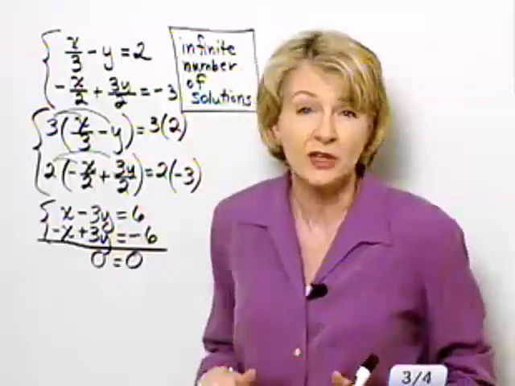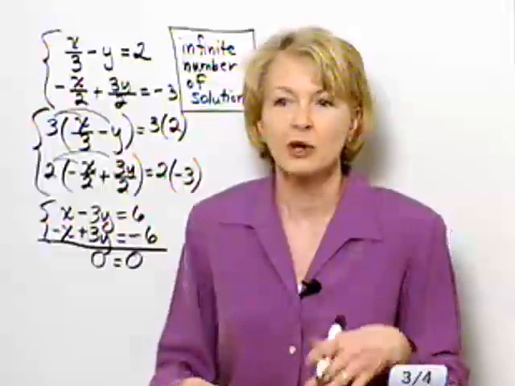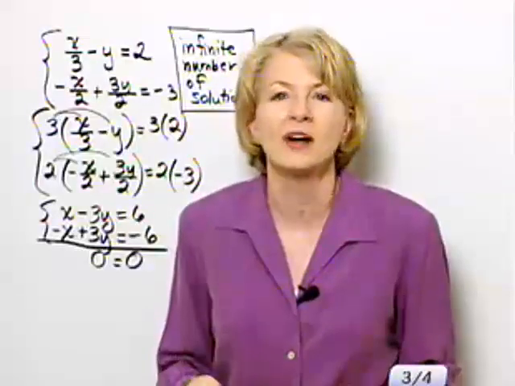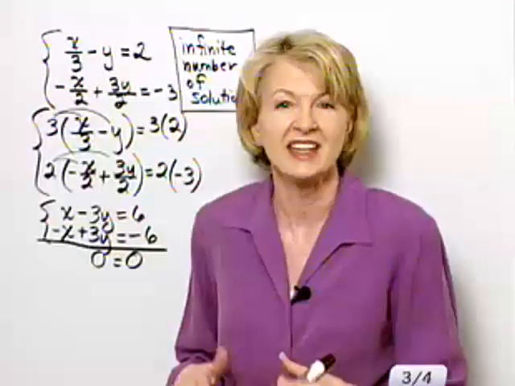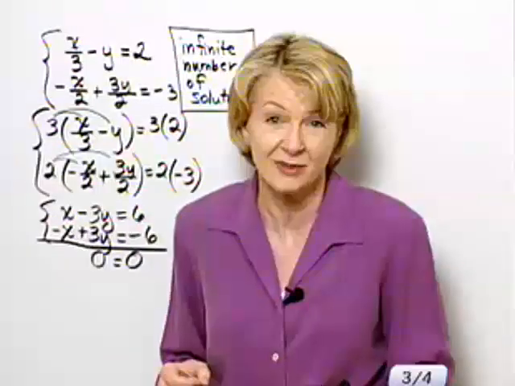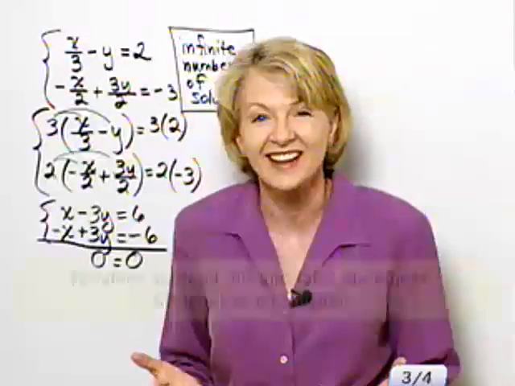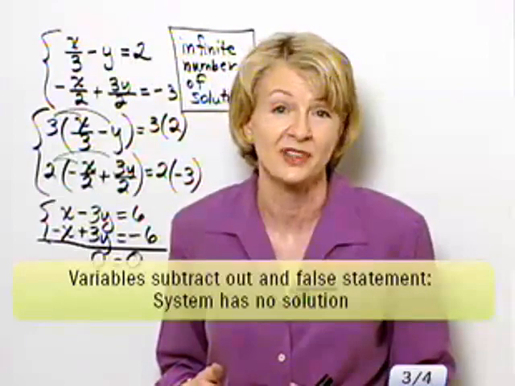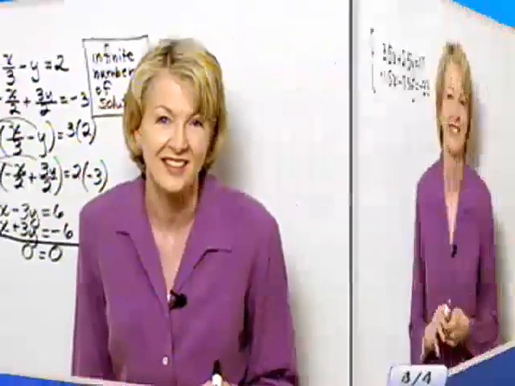Now, if all variable terms subtract out and we end up with any false statement, 0 equals 5 or negative 1 equals 4, anything false, that means that we have then an inconsistent system, and it means that actually if graphed, the lines are parallel lines and the system has no solution. So keep that in mind when solving.